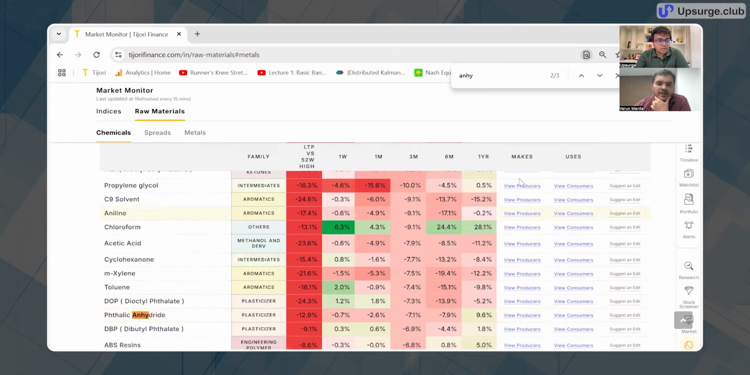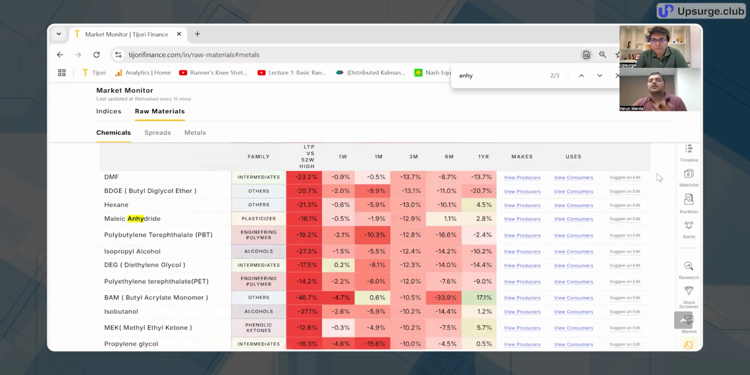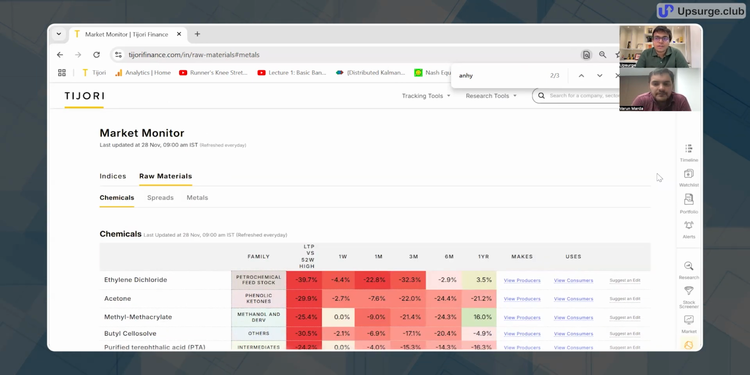Okay, and it's updated once a day. So we've tied up with some vendors, we've tied up with sources at port authorities, and we get what are the import prices, what are the export prices. Then we clean up all that information and put it here in one place.